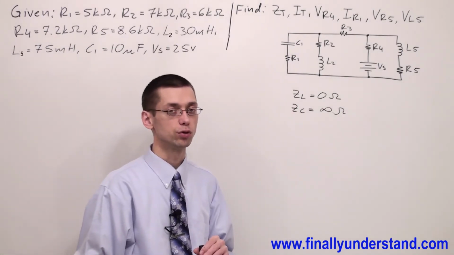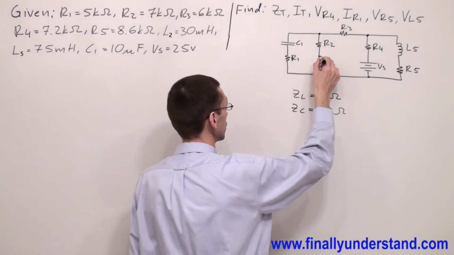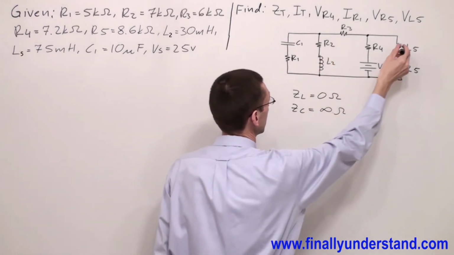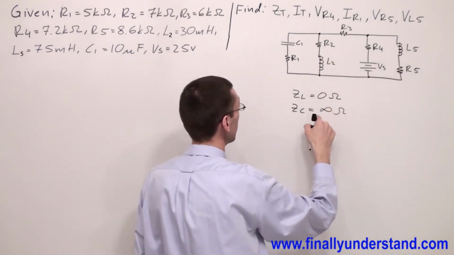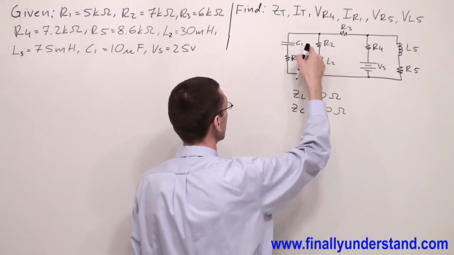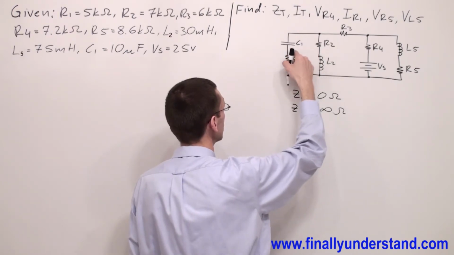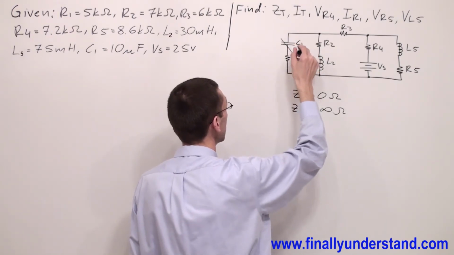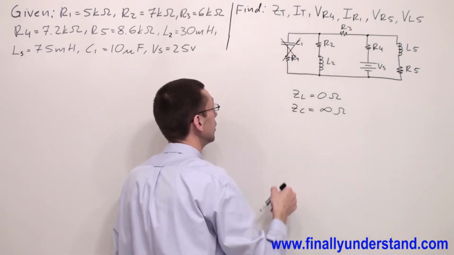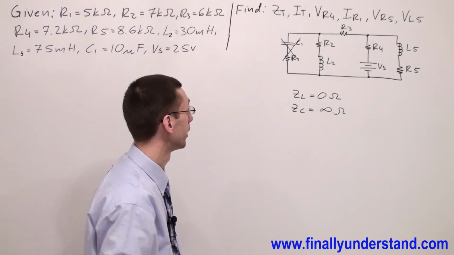Okay, so the inductor is going to behave like a short circuit and the capacitor is going to simply open the circuit. So if I have a capacitor in the branch like this one, it means that current doesn't flow into that branch, so I'm going to cross this out.